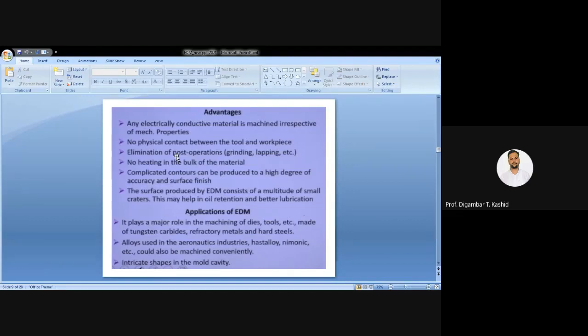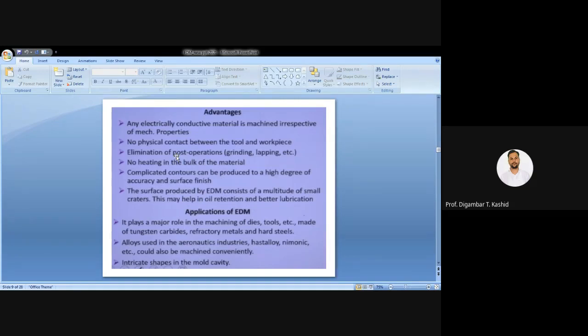Okay, so here I have mentioned the advantages. The first advantage is that using this EDM process, any electrically conductive material can be machined, irrespective of its hardness or other mechanical properties.